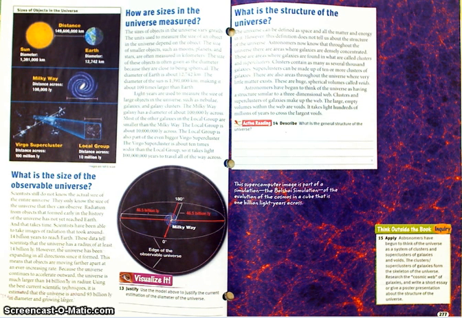What is the size of the observable universe? Well, scientists still do not know the actual size of the entire universe. They only know the size of the universe that they can observe. Radiation from objects that formed early in the history of the universe have not yet reached Earth, and that takes time. Scientists have been able to take images of radiation that took around 14 billion years to reach Earth. This data tells scientists that the universe has a radius of at least 14 billion light years.